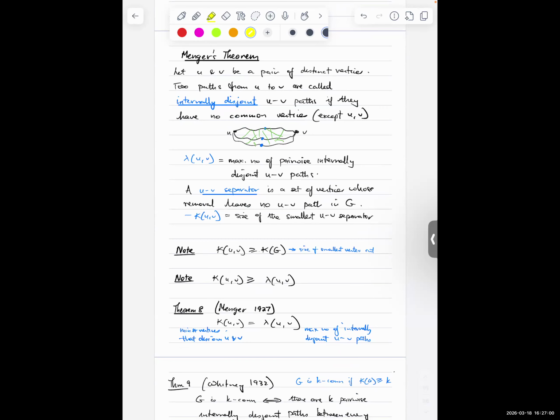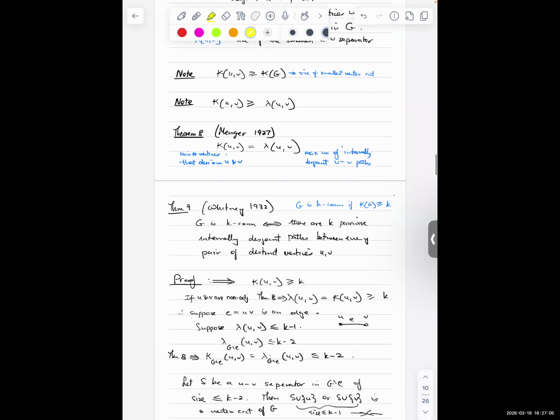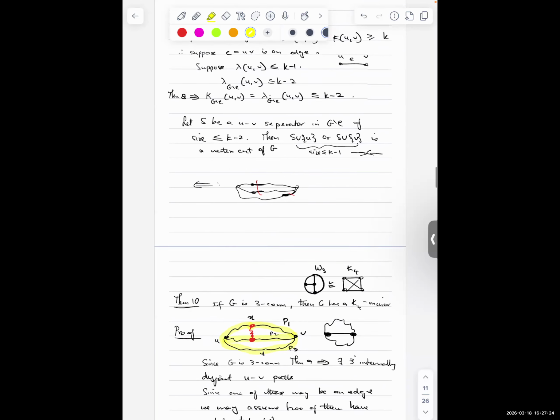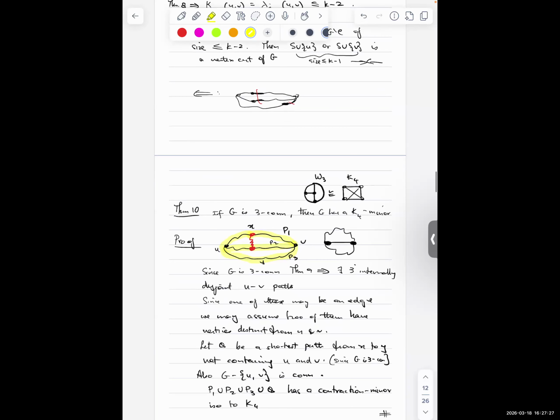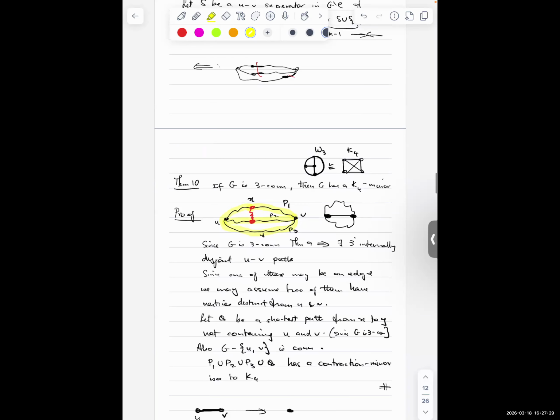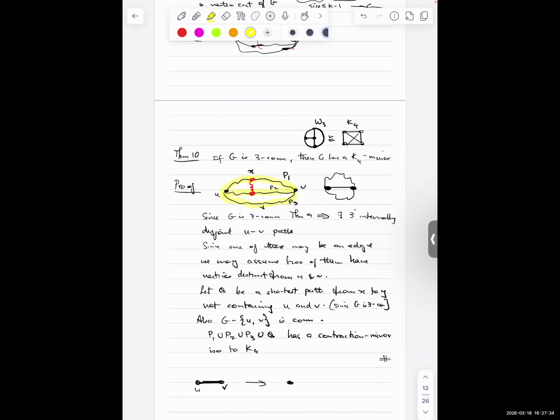After that, we did Menger's theorem. And following Menger's theorem, we did not prove Menger's theorem. We proved Whitney's theorem from Menger's theorem. So Whitney's theorem says that G is K-connected if and only if there are K pairwise internally disjoint paths between every pair of distinct vertices. So after Whitney's theorem, we were able to get this condition.